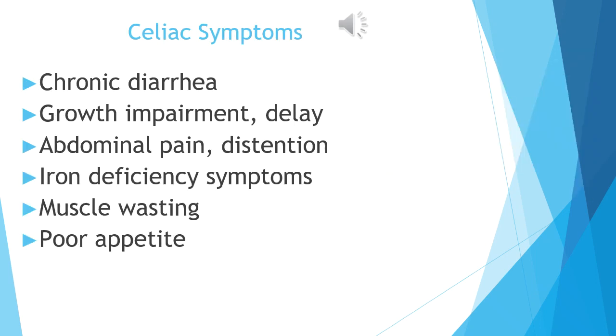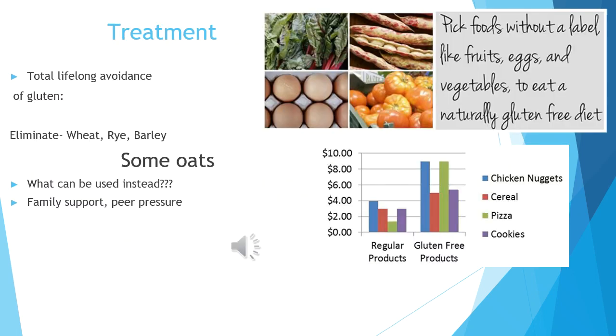Here are some symptoms that you can see with celiac disease: chronic diarrhea, abdominal pain, iron deficiency, growth impairment, a poor appetite. Gluten is found in wheat, in barley, in rye, and in oats. That is why many pediatricians recommend rice cereal rather than oatmeal for an infant's first infant cereal. The treatment for celiac is usually diet modification and elimination of gluten.